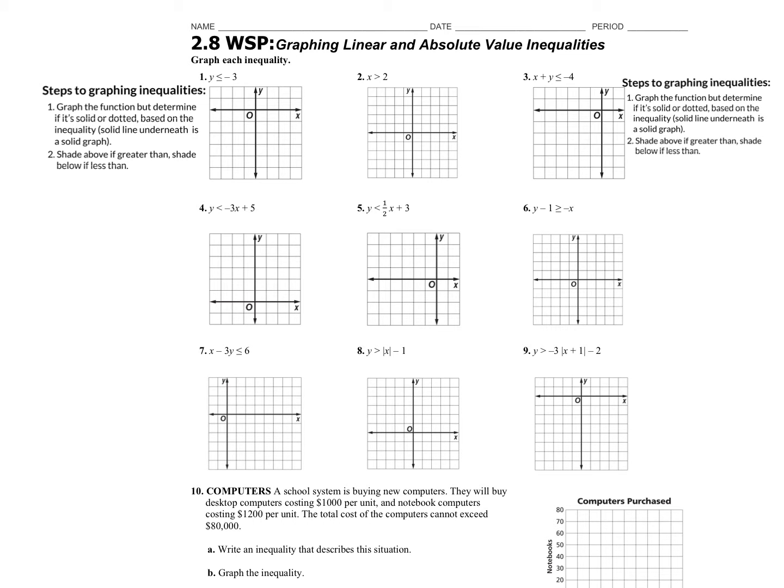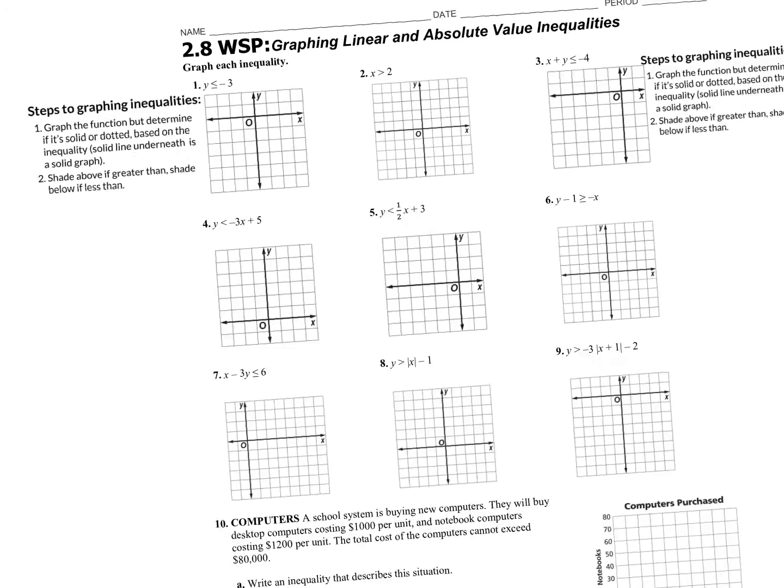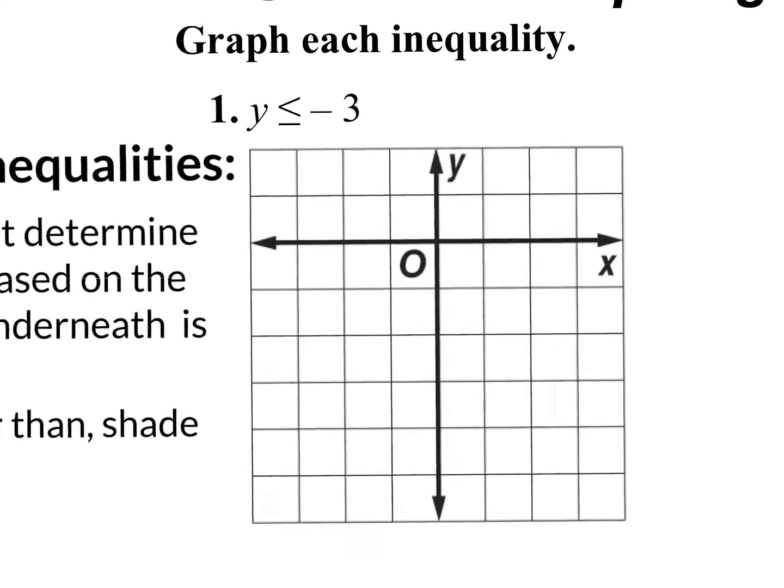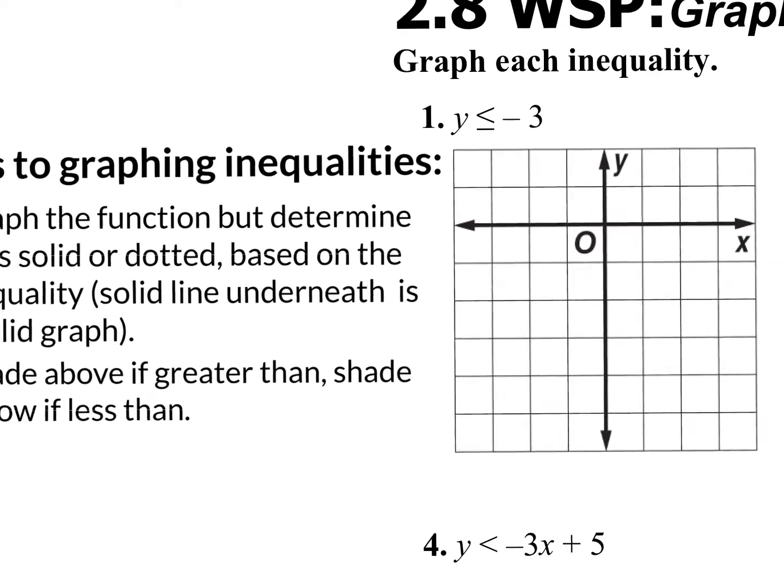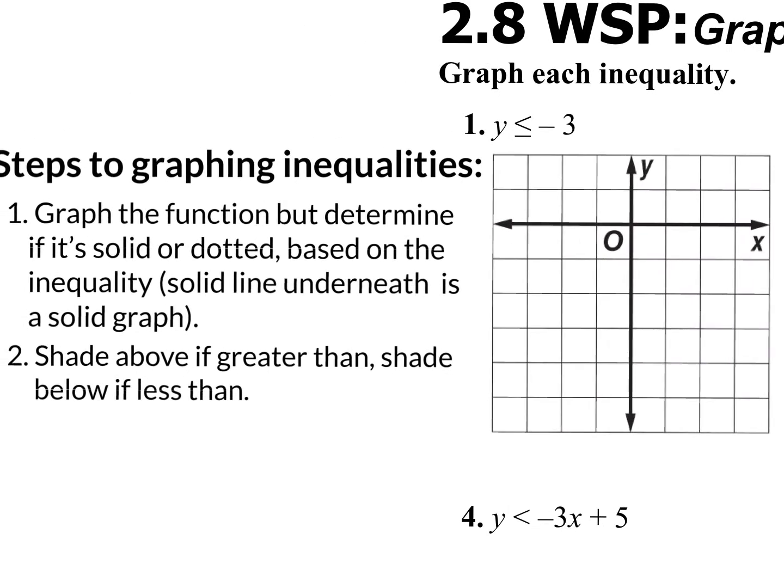We have this worksheet that you just got. Let's go to the very first question. It's on 2.8 WSP. Now the notes are right there. Now, is this a parabola? Is this a V, or is this a line? It's a line, right? It just has y and a number. So let's think of that line, y equals -3. What does y equals -3 look like? Even though it doesn't say equal, but what does y equal -3 look like?